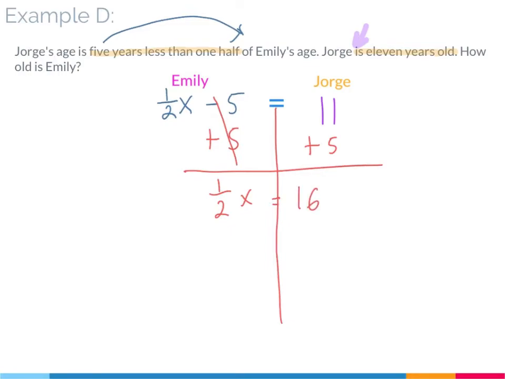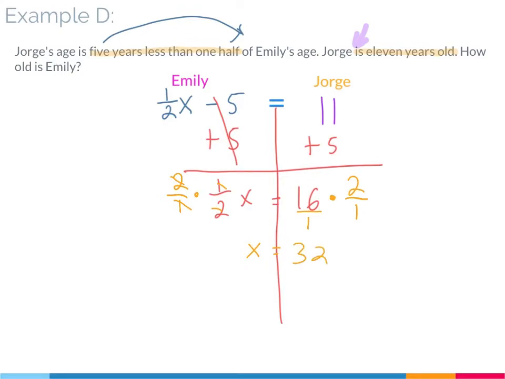Now the next part of my equation, I have to get rid of my coefficient. So my coefficient in this case is a fraction. So I have to do the inverse of the fraction, or a reciprocal. So the reciprocal of 1/2 is going to be 2 over 1. And I'm going to do that on both sides of my equation because I want to make sure that it remains balanced. So 2 over 1 times 1 over 2, all of these are going to cancel down to 1, or 1x. And then 16 over 1 times 2 over 1 is going to be 32 over 1, or just x equals 32.